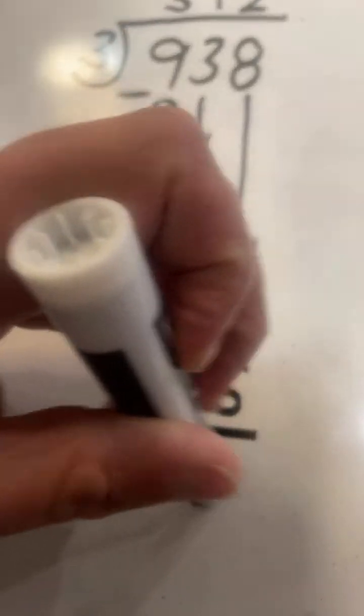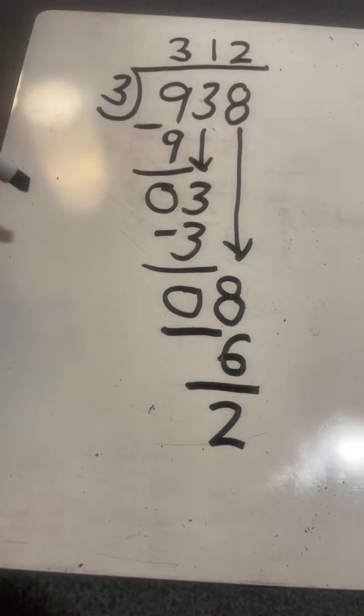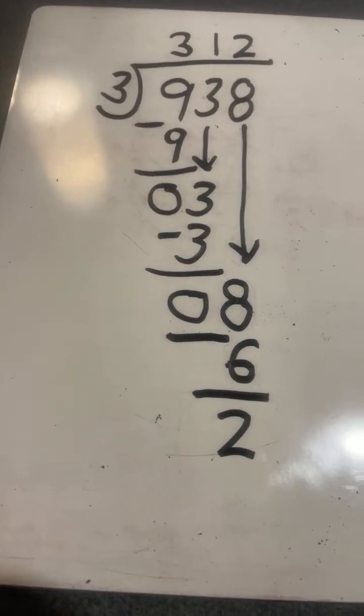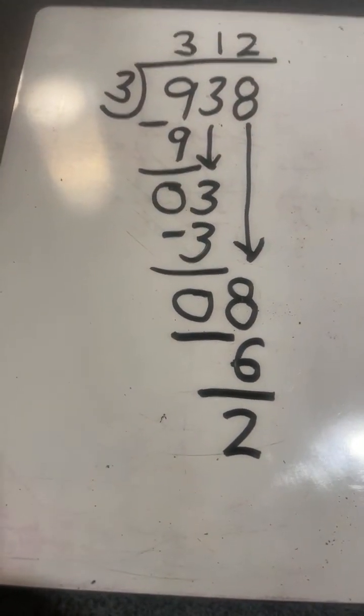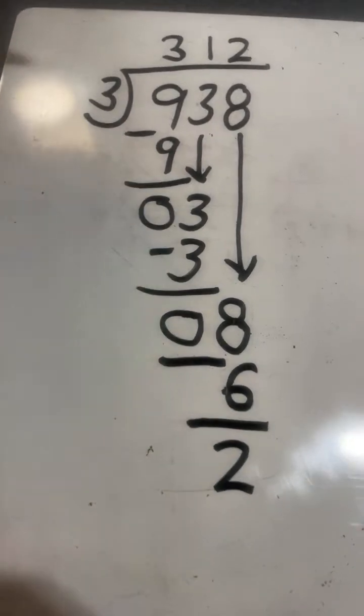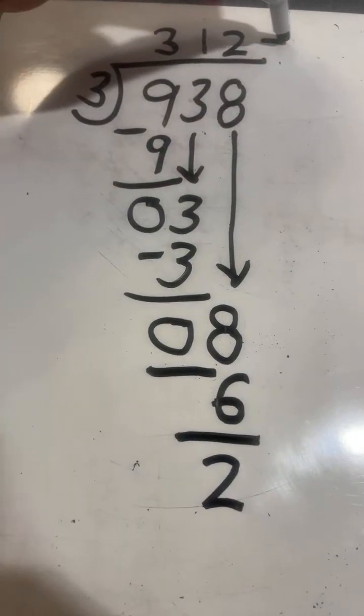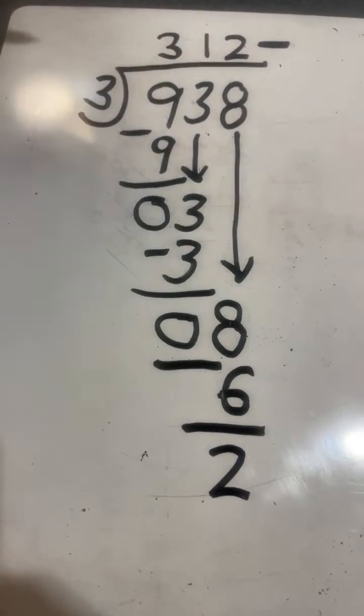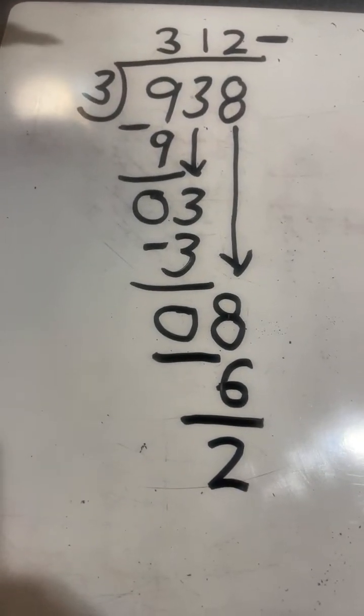Eight minus 6 equals 2. So we have a remainder of 2. This is going to be another one where we have a mixed number answer. So here's how we determine the fraction again. The number we're dividing by is our denominator. Our remainder is our numerator.